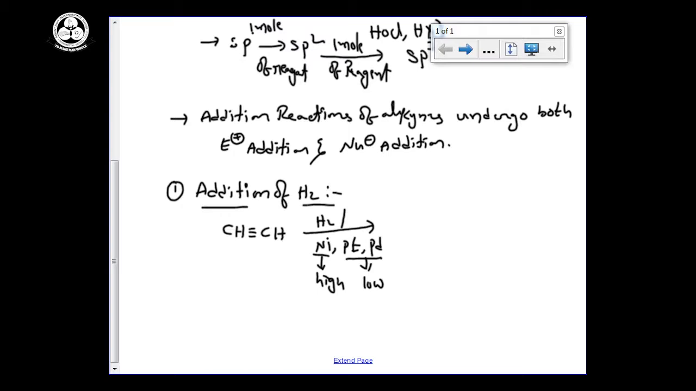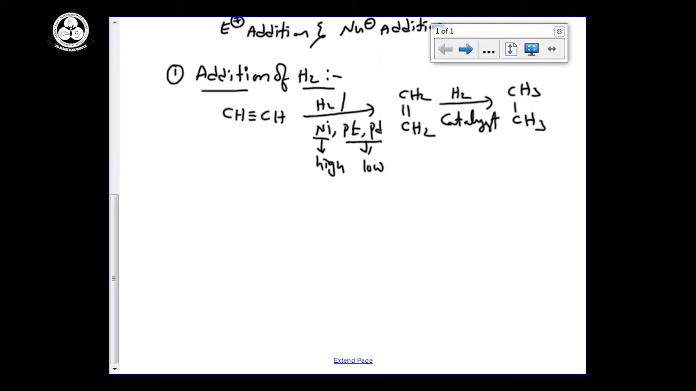With strong reducing agents, we first get CH2 double bond CH2. Then again you can add hydrogen in presence of catalyst and get CH3 single bond CH3. So alkynes are converted into alkenes, then alkenes are converted into alkanes. This is called catalytic hydrogenation. Previously I told you that with catalytic hydrogenation we can get the cis alkenes.